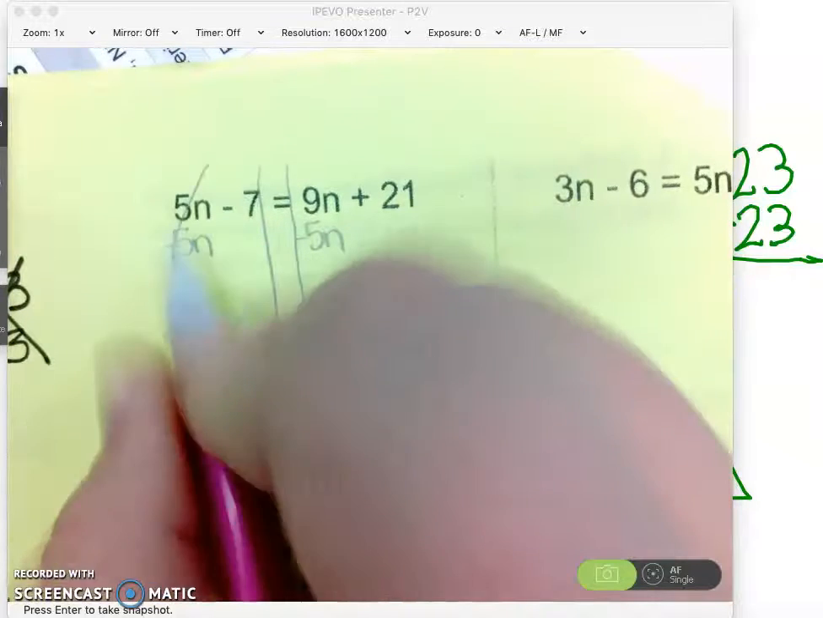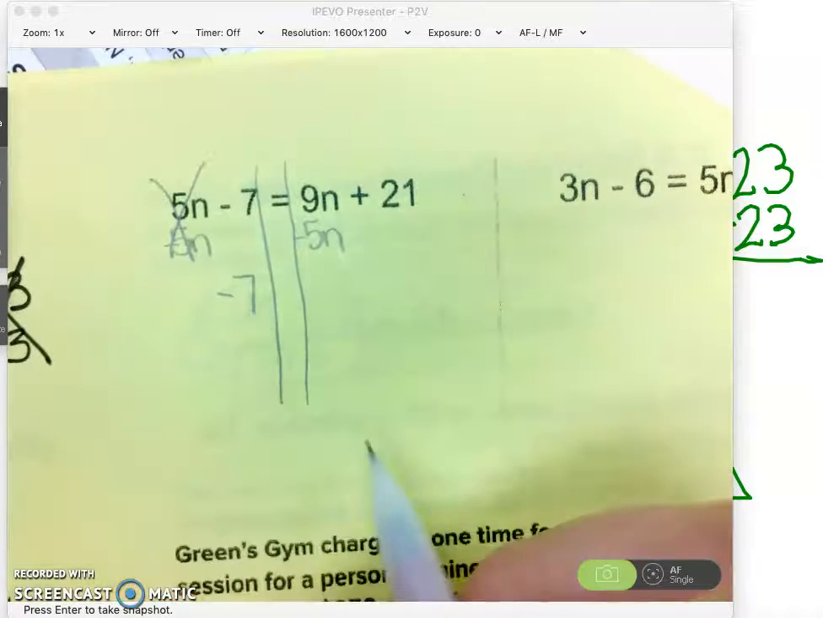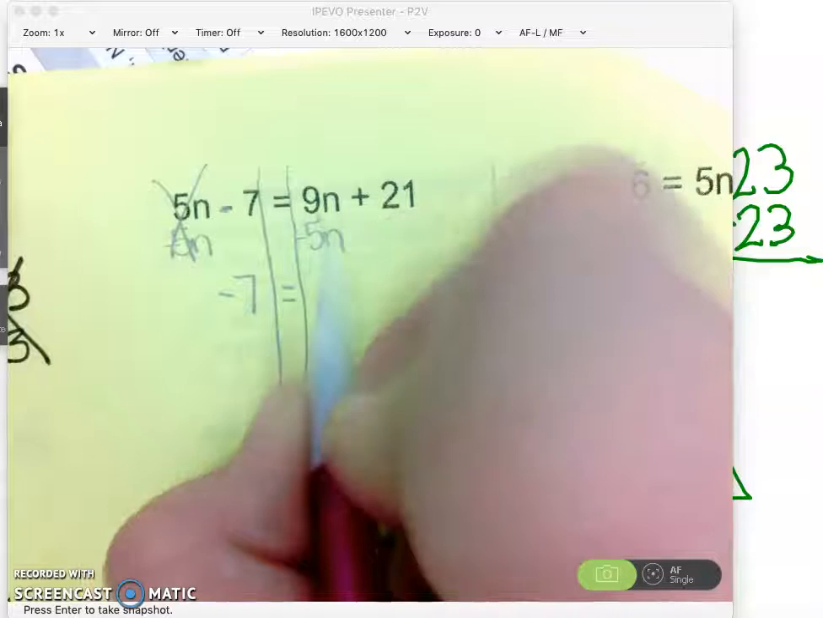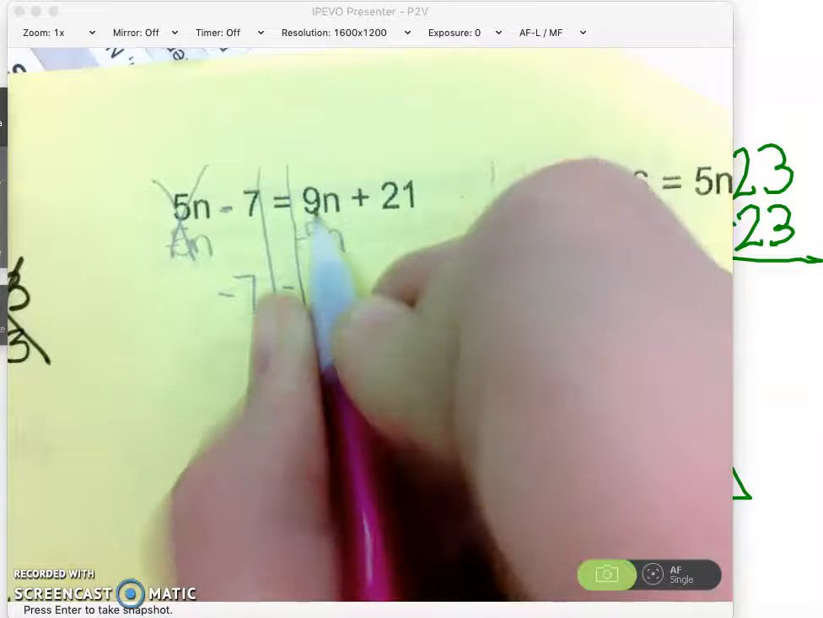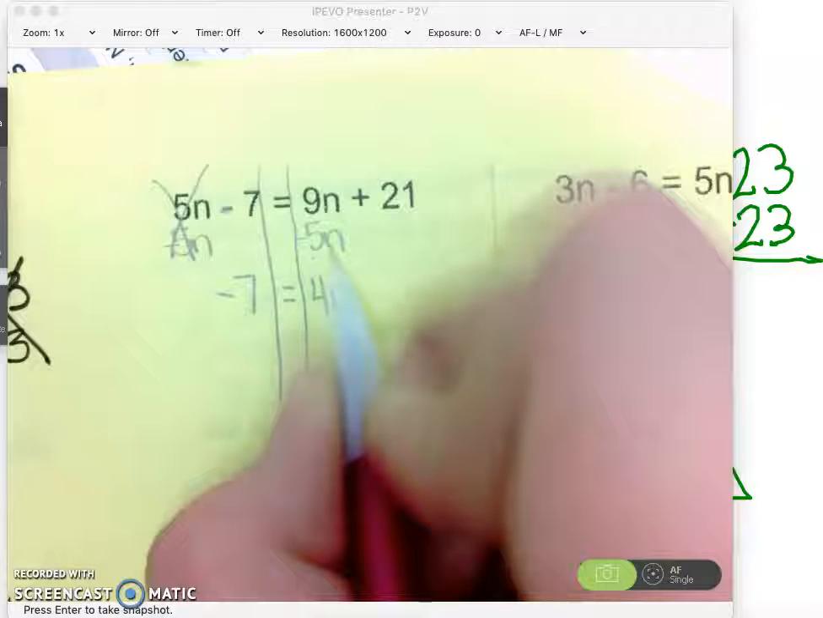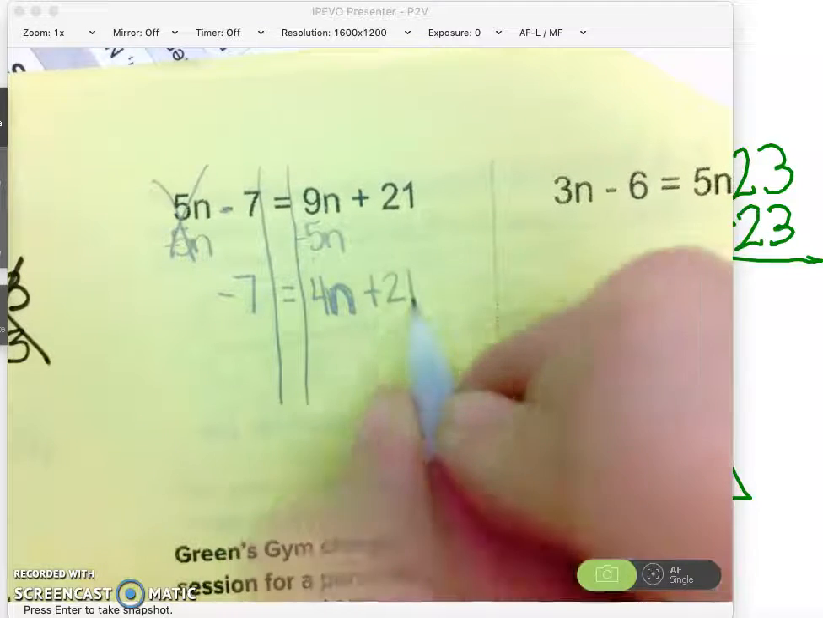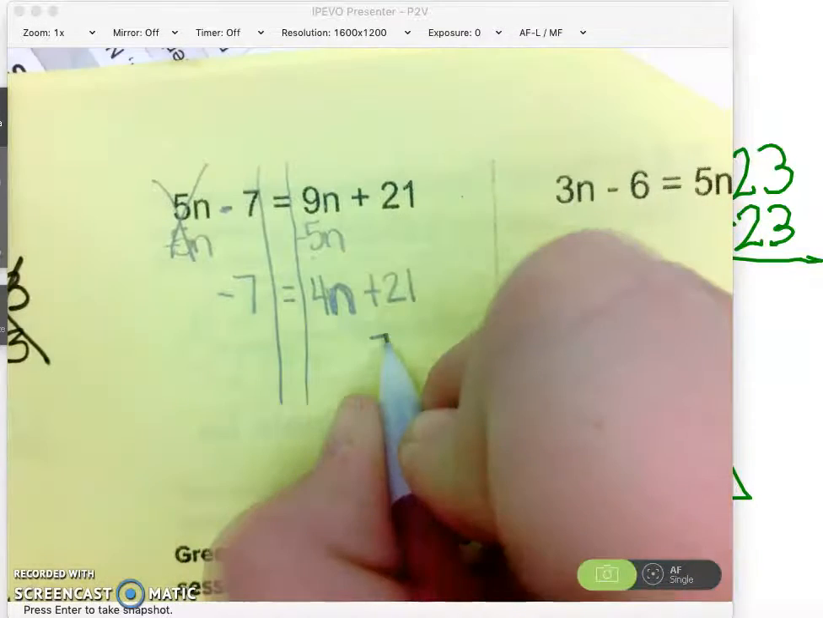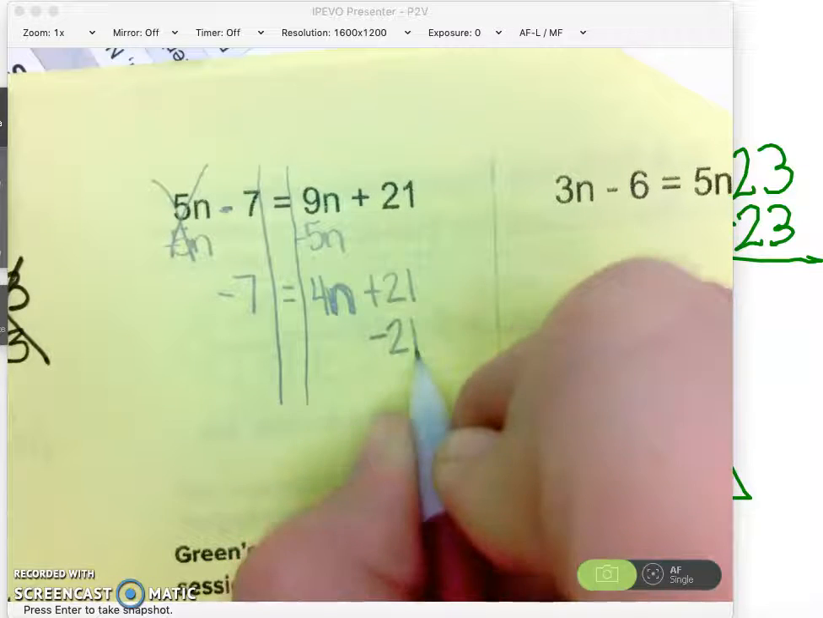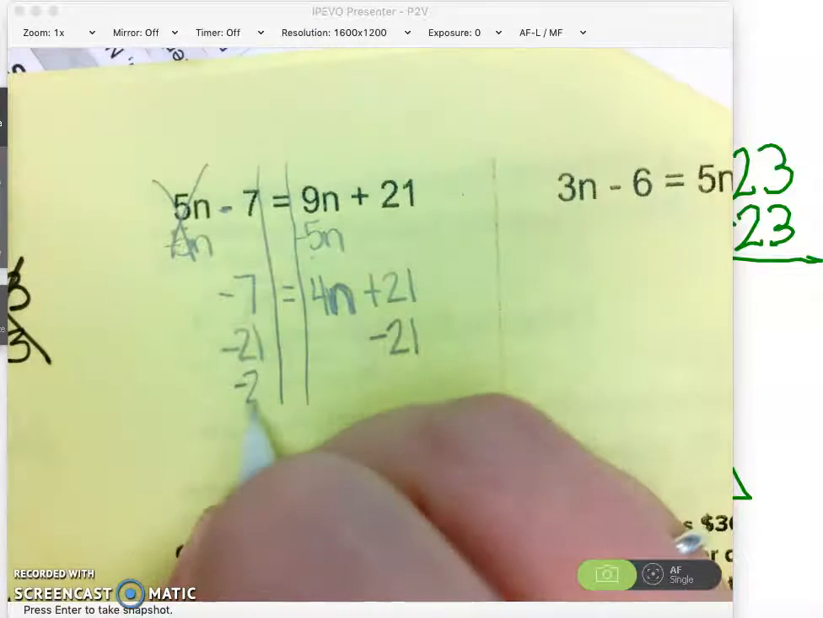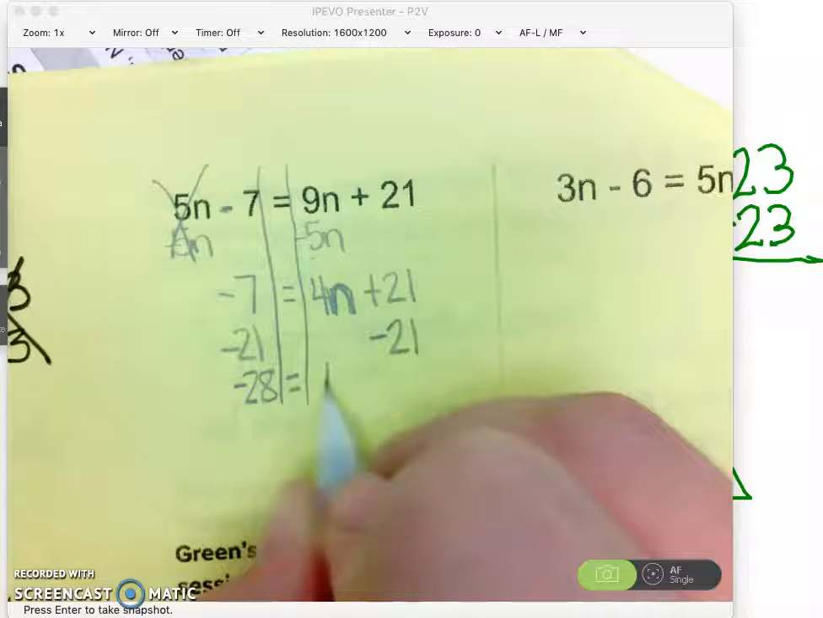That leaves, this goes away, I get negative 7. Remembering that that negative has to stay with that 7. Equals, I get 4n, because 9 minus 5, the n just comes with it, plus 21. And then I need to undo that plus 21 by subtracting 21. So this becomes negative 28 equals 4n.